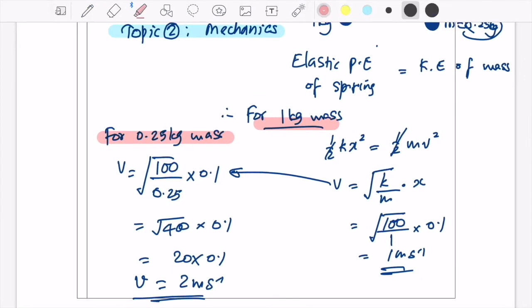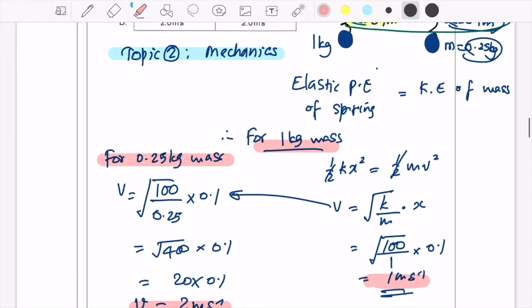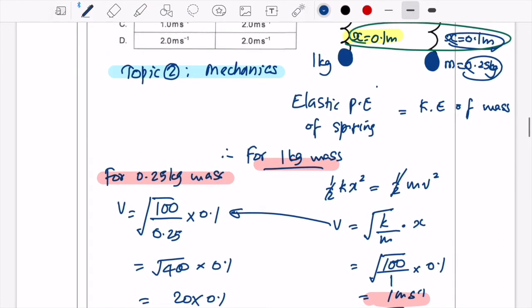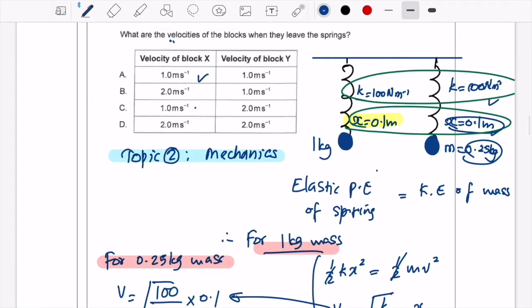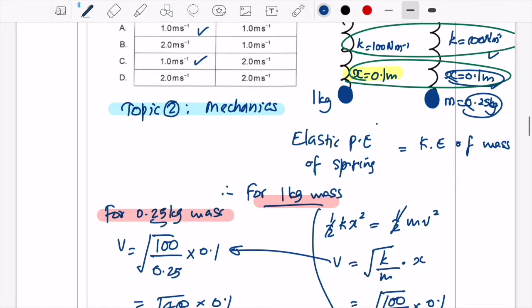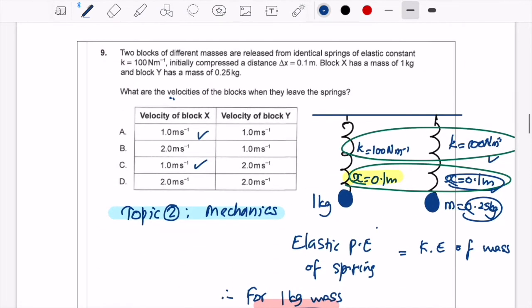Now your job is not to mix up. Be careful when you find the answer. 1 kilogram mass should go at 1 meters per second. Okay, the answer has to be this. 0.25 kilogram should go at 2 meters per second. So not this one. Answer is C.